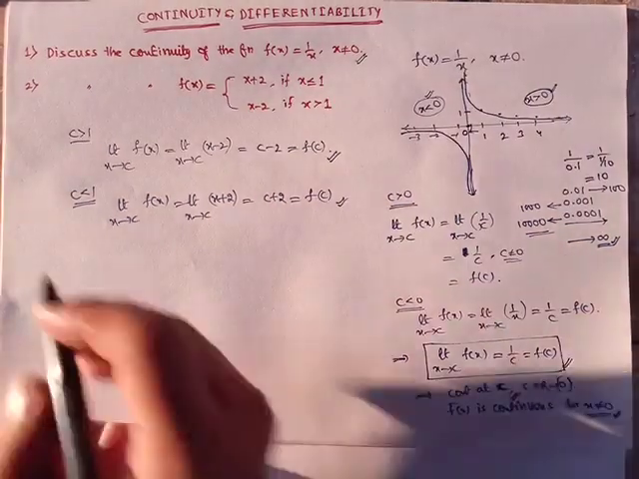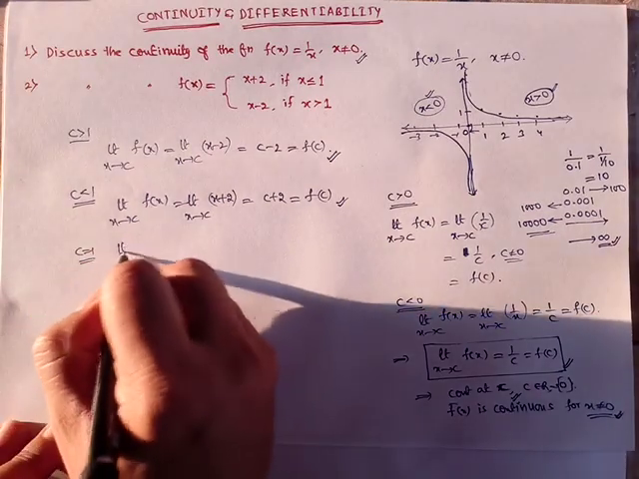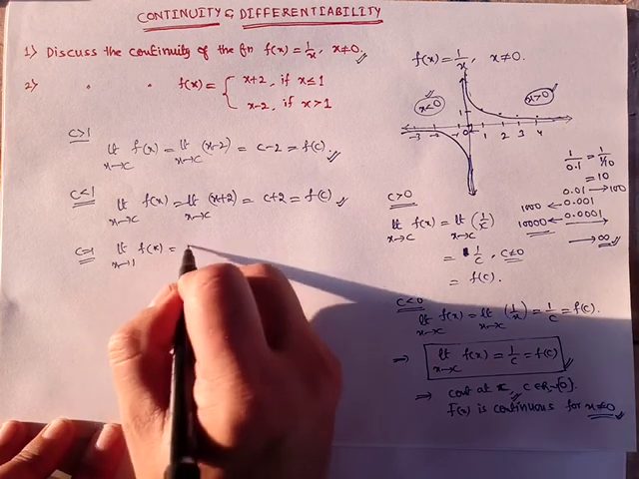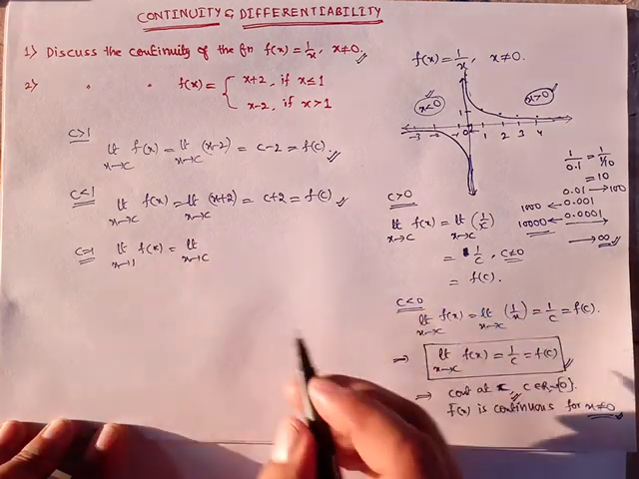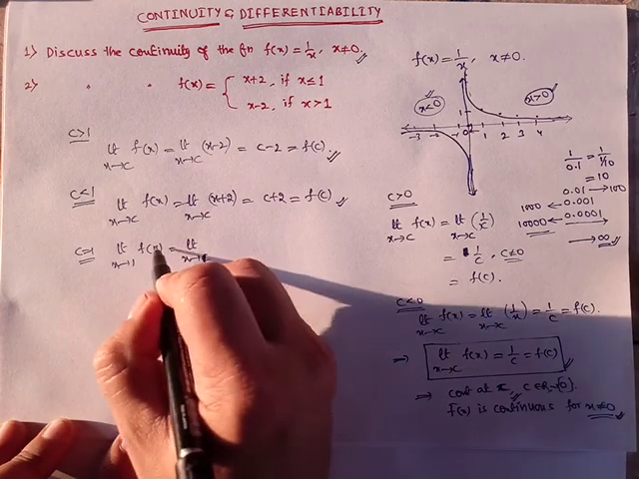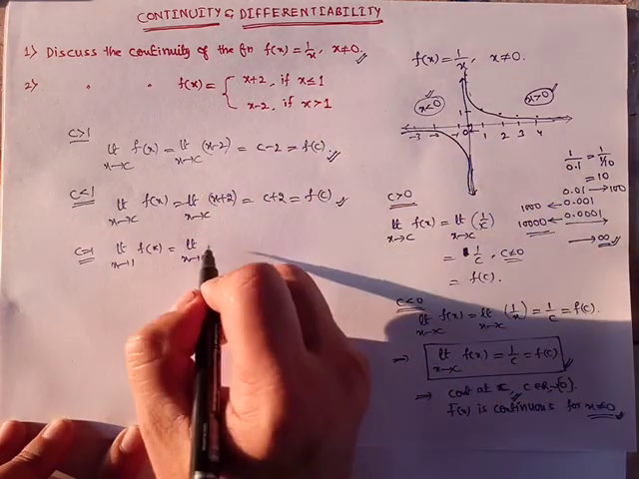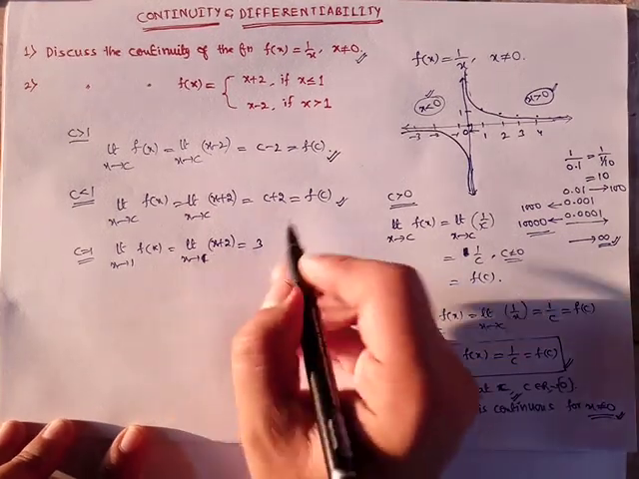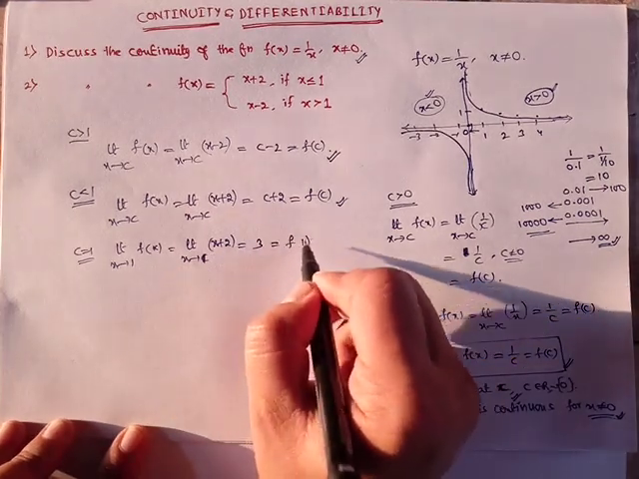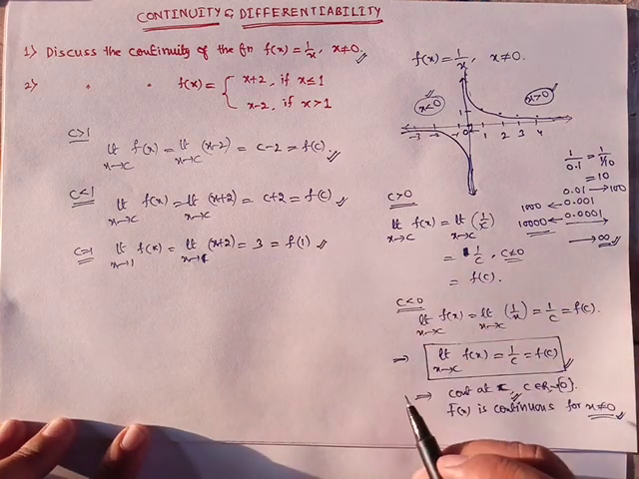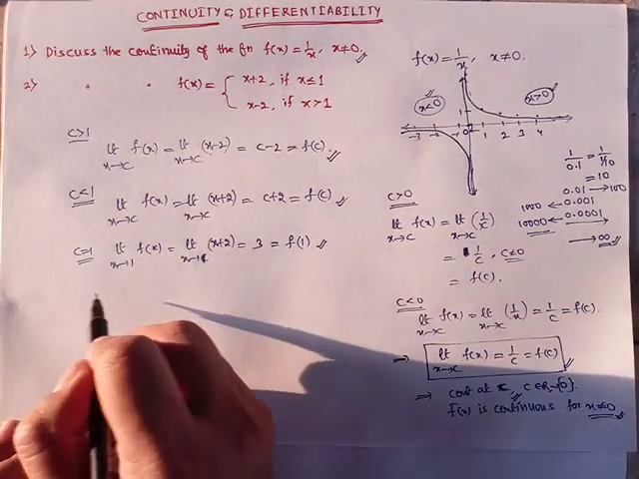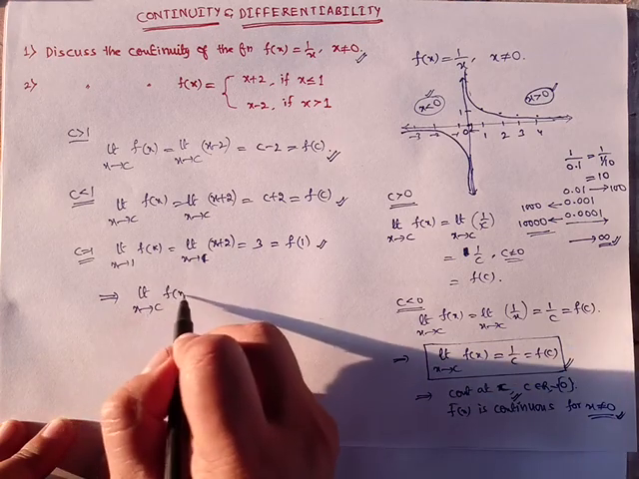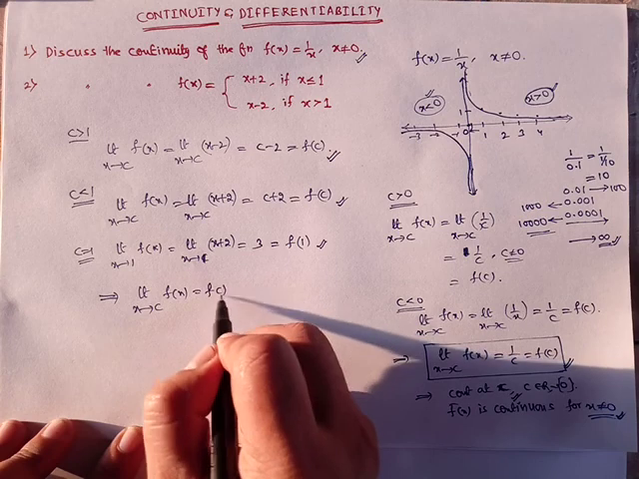Now in both the cases you are getting the same, and for c equal to 1 also it will be the same. Limit x tends to 1 f of x is nothing but x plus 2 here, and x plus 2 is 1 plus 2, which equals 3, and f of 1 is also going to be 3 only. Now in all the three cases we are getting limit x tends to c f of x is equal to f of c.